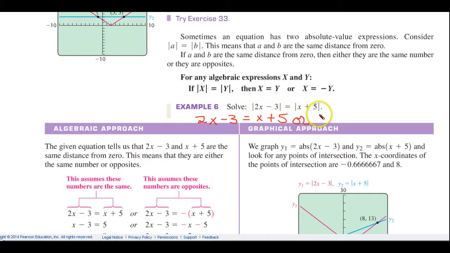Again, our second equation starts 2x minus 3, where we're taking away the absolute signs. But now we put a negative in front of what's in that parenthesis, x plus 5. So we're saying the opposite of what is there. So what will this one become? Well, it's going to be 2x minus 3 equals a negative x and a negative 5. And then we solve it. Okay?